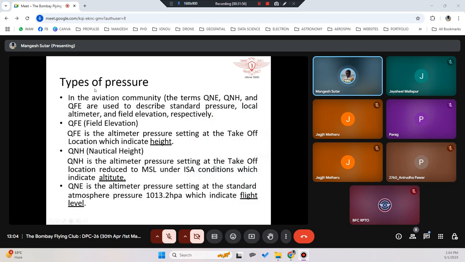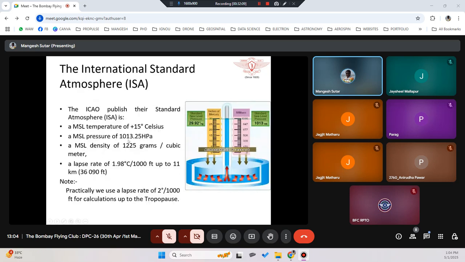So, standard types of pressure. In the aviation community, the terms QNE, QNH and QFE are used to describe standard pressure, local altimeter setting and field elevation respectively. Okay, so where is the standard pressure? We said it is the standard pressure at mean sea level.